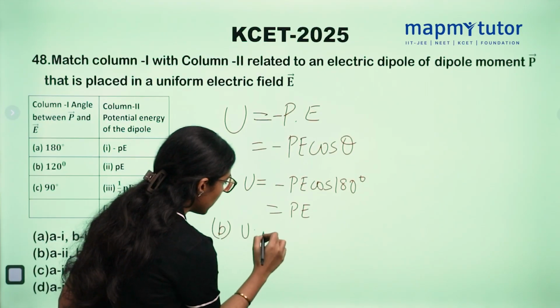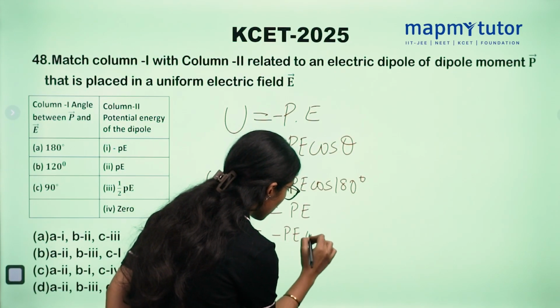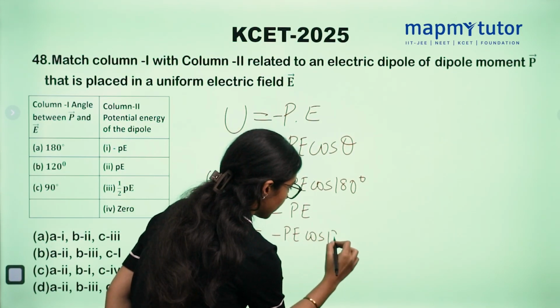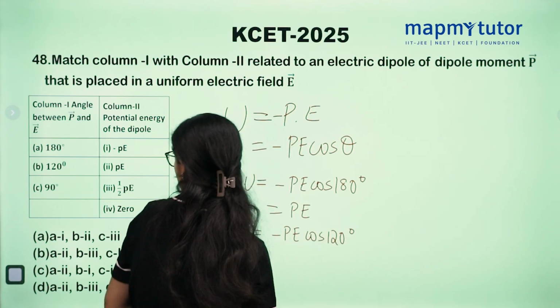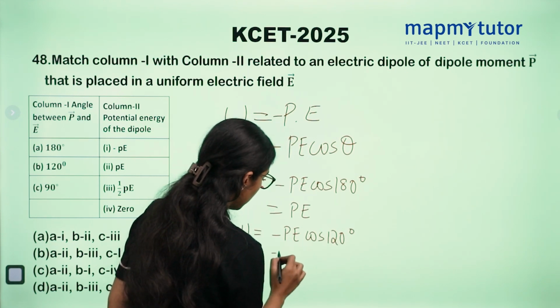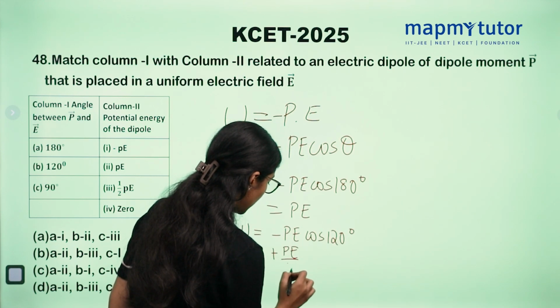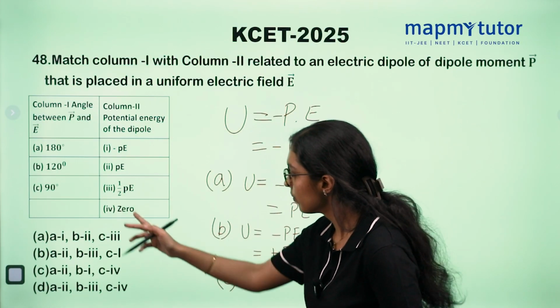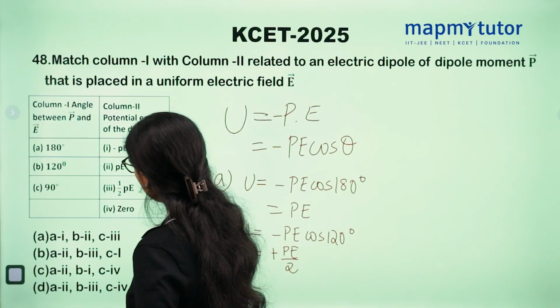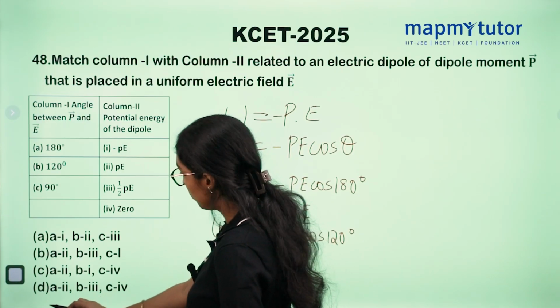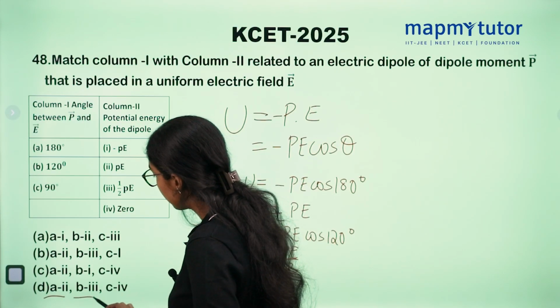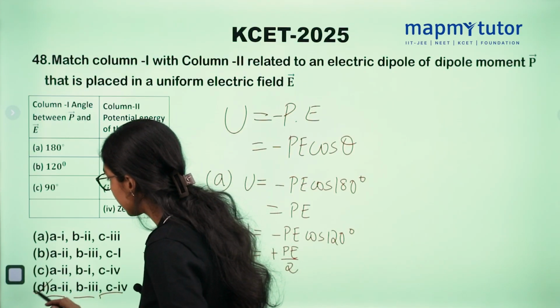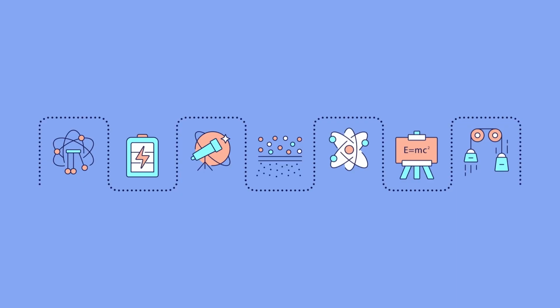For B, U is minus PE cos 120 degree, which is minus half. So you will get minus minus half, so you will get PE by 2. C option is cos 90. Cos 90 is 0. So option 4. So your correct answer will be A is 2, B is 3, C is 4. Option D is correct answer. Very easy. Got it?